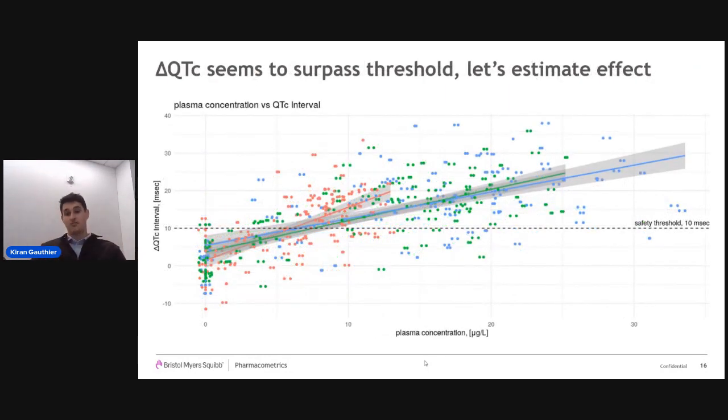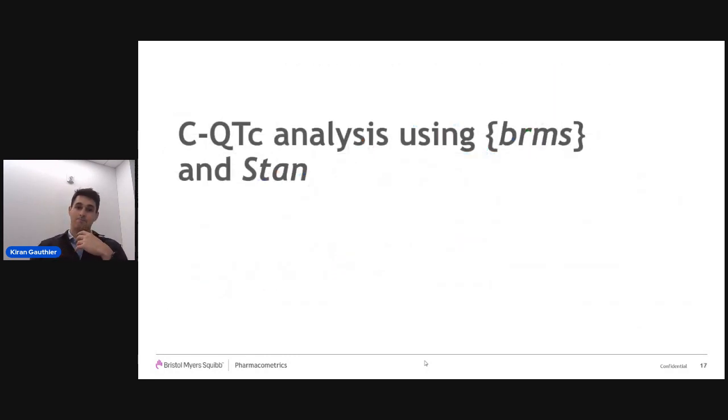Okay, so now we finally have this synthetic delta QTc interval as a function of plasma concentration. So I've taken all the QTc measurements and subtracted off that initial baseline value pre-dose. And what we see is that we're surpassing the safety threshold that, again, I had suggested is a marker for significant QT prolongation in the mean patient. And I'd love to use Stan to analyze it, right?